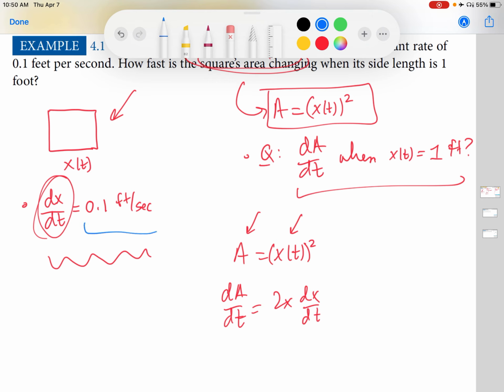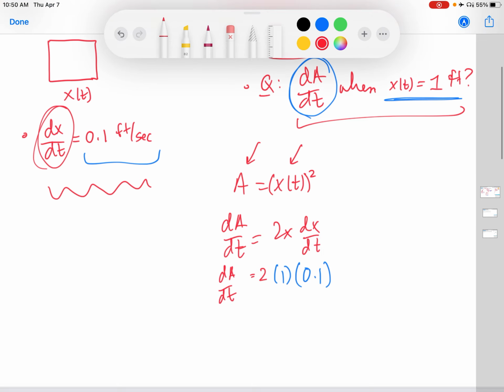So dx/dt is 0.1 feet per second. We'll put that in there. And then we're asked to find dA/dt when x is 1 foot, so we will put that in there. And then our formula tells us to find dA/dt by multiplying all these numbers together. So we get 2 times 0.1, which gives us 0.2.